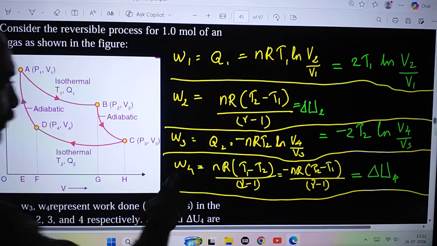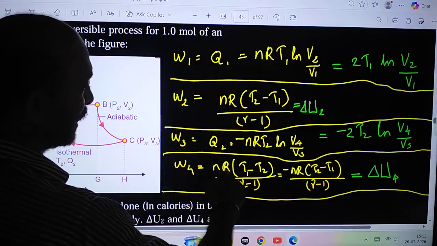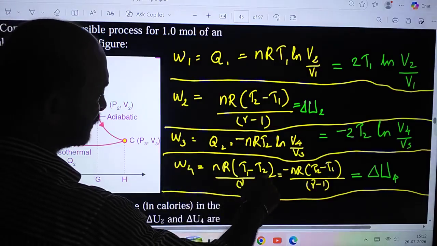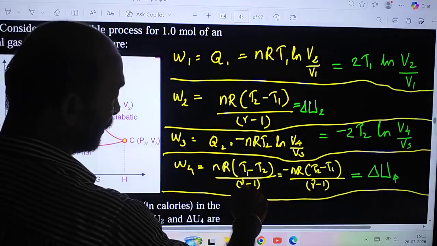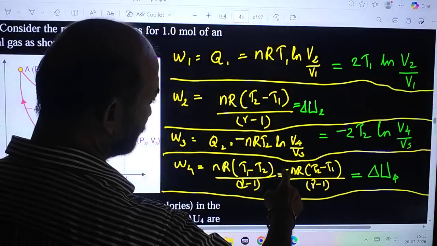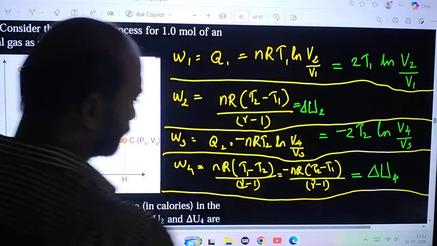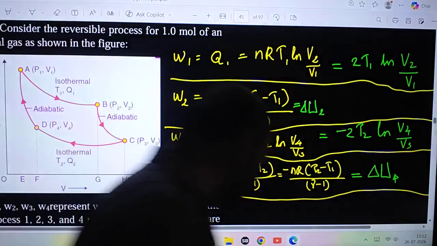And the corresponding equation, similar to W2, the corresponding equation for W4 is nR times final temperature T1 minus initial temperature T2, divided by gamma minus 1. You can rearrange it as minus nR (T2 minus T1) over gamma minus 1. Okay. Now, what are the question's options given?